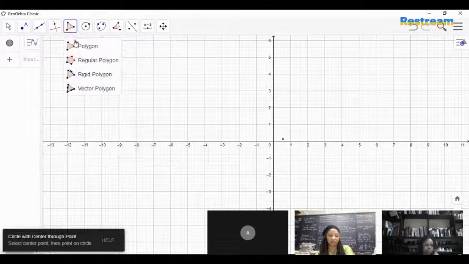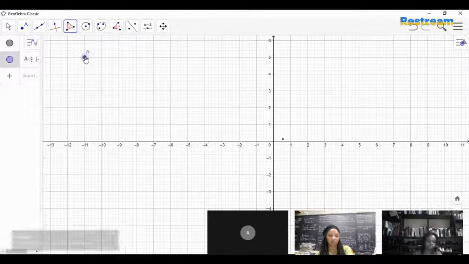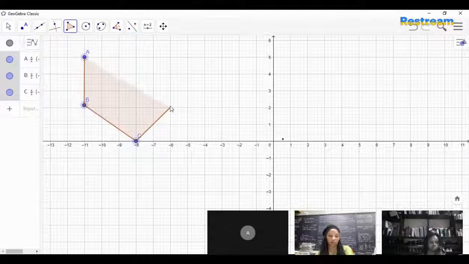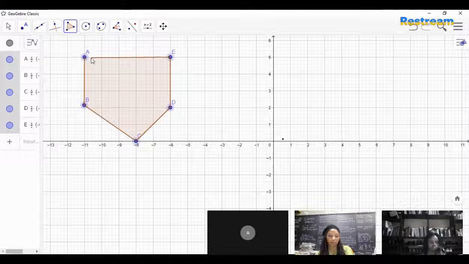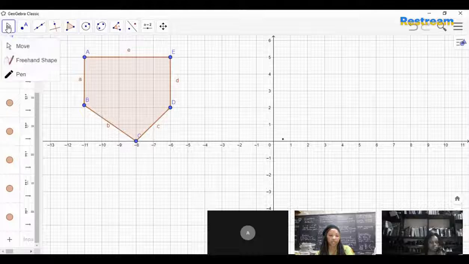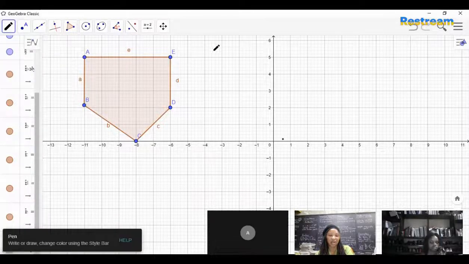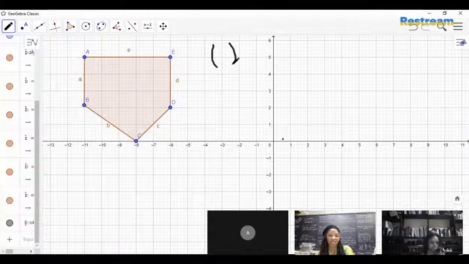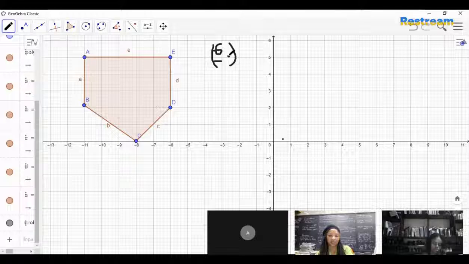All right, Imani. Here's your polygon. So you're going to tell me the coordinates and the vector that we're going to use to translate it is 6, -5. That's the vector. Tell me the coordinates of A.